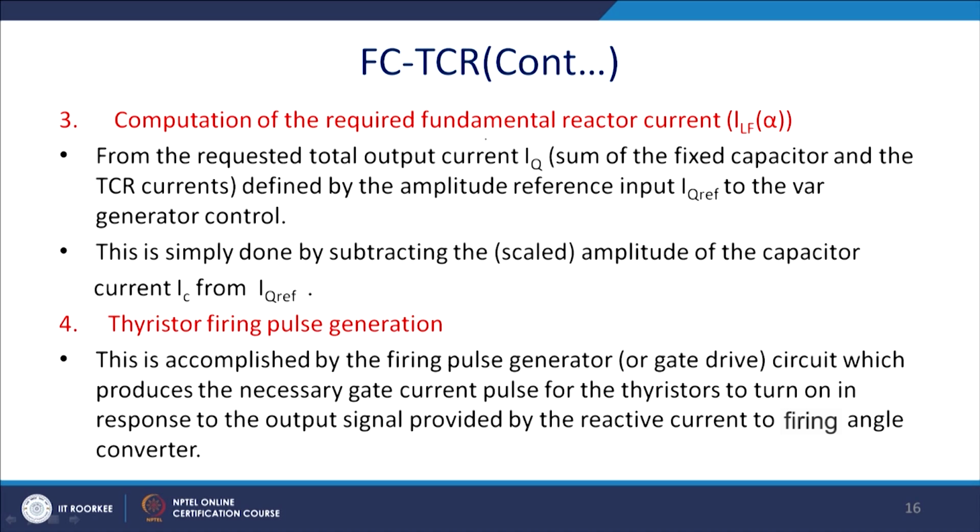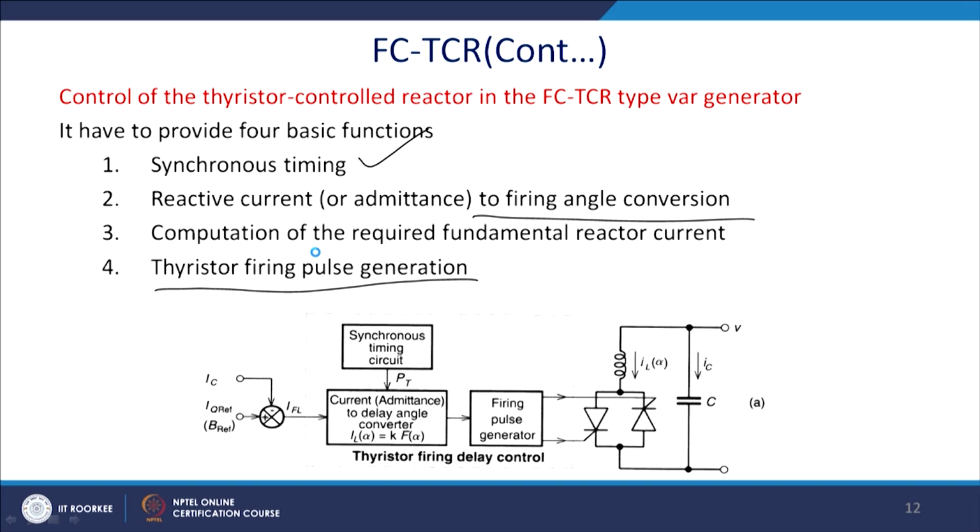Computation of the required fundamental reactor current IFL(alpha). From the request, the total output current is the sum of the capacitor and the TCR current, defined by the amplitude of the difference, IQ ref, to the Var generator. This is simply done by subtracting the scaled amplitude of the capacitor current IC from IQ ref. Please refer to this slide. So, from IC and IQ ref you can compute this value.